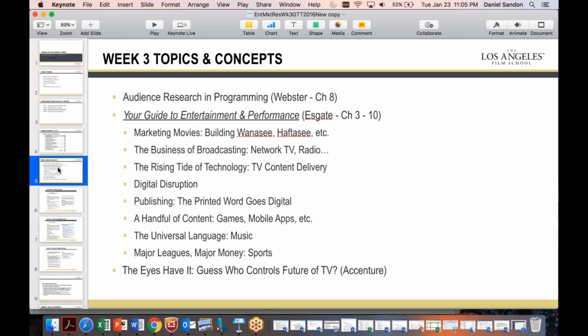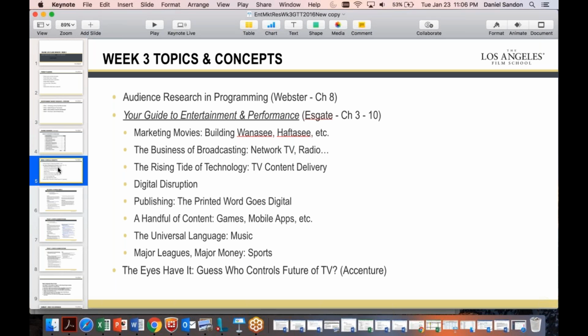And then in the Sgate textbook, we've assigned chapters 3 through 10. Now, these are relatively short chapters, so don't get freaked out by all these chapters that are assigned here. They're relatively quick and easy, but we wanted to give you a feel for all kinds of different areas of the entertainment industry and how we develop for that. And so the first one is on marketing movies, and it's building wanna see, have to see, etc. Okay, the next one, the business of broadcasting. It's about network TV and radio, okay, sort of traditional media.